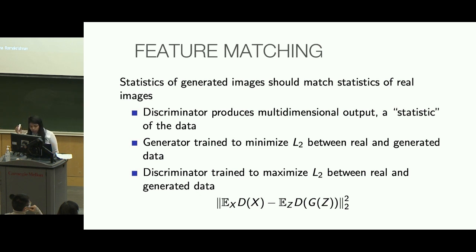To tackle these problems, various techniques were proposed. The first was feature mapping. In feature mapping, we train the generator to minimize the L2 between the real and the generated data, and for the discriminator, we try to maximize the L2 between the real and generated data. In the mathematical equation, we are taking an L2 norm over the expectation of the discriminator output and the expected value of the generator output.